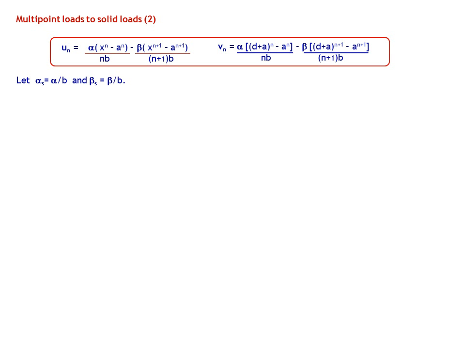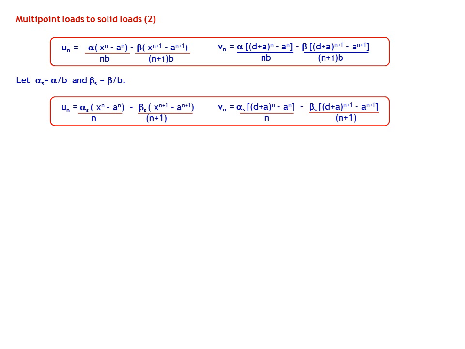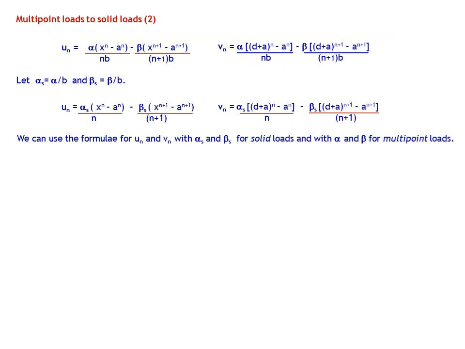When we do this, the b's in the denominators for un and vn disappear, and we have alpha s and beta s instead of plain alpha and beta. These formulae can now be used for a solid load. We effectively absorb b into alpha and beta when we go from a multi-point load to a solid load.